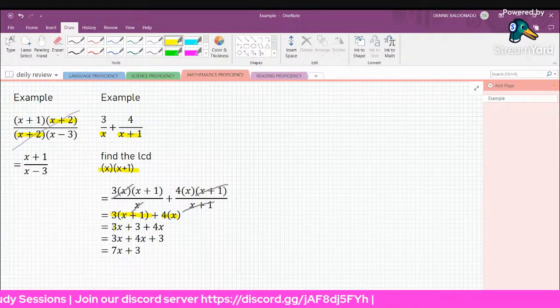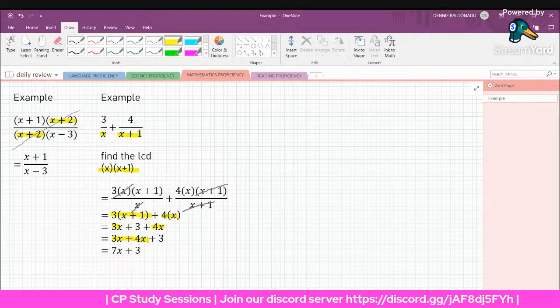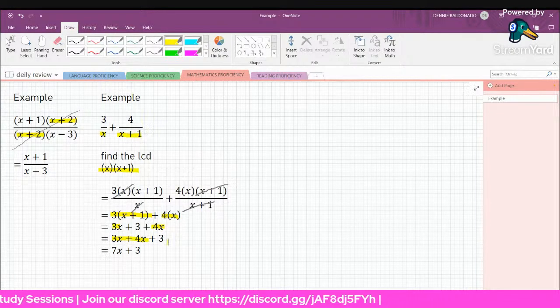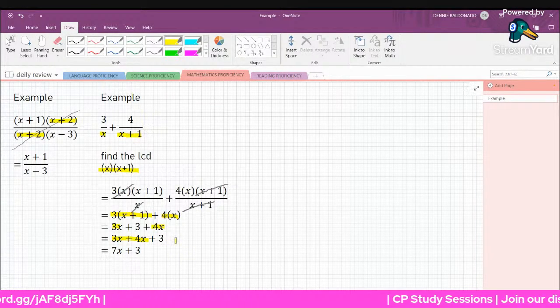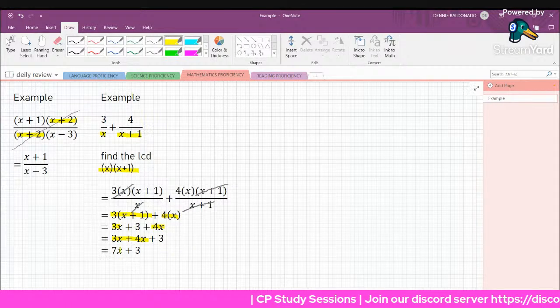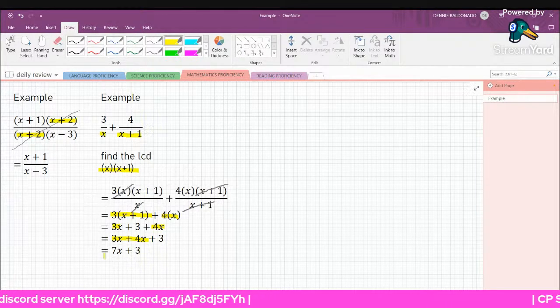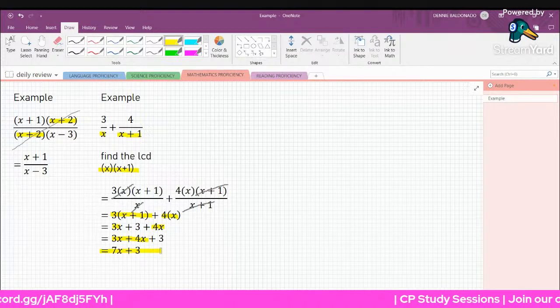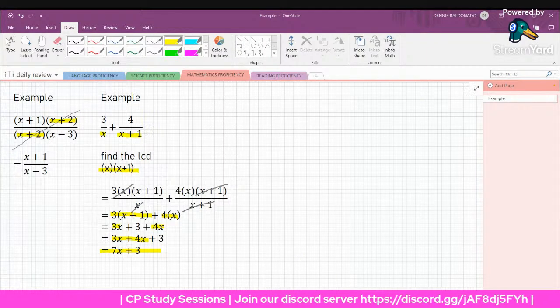Then, after nun, since meron pa tayong like terms pala, which is 3x and positive 4x, i-rewrite natin siya na magkatabi para kapag ipag-a-add natin is hindi na tayo malilito. Since may cases na tatlo pa yung magkakaparehas na term or minsan maabot pa ng 4. So, 3x plus 4x is equal to 7x. Then, bring down nyo na lang tong 3 since wala siyang similar na term. Then, ang sagot nyo is 7x plus 3. So, malinaw ba yon?